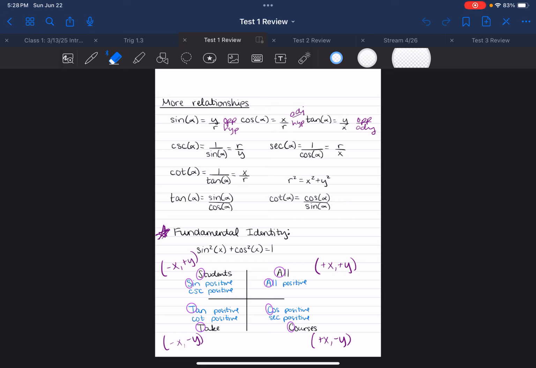I also wrote on here the "All Students Take Courses" thing, and that's to remember which ones are positive and which ones are negative in which quadrants. Now it's all based off of which ones have X. Oop, I didn't mean to erase there. It's all based on which ones have positive X and negative X, which ones have positive Y and negative Y. And you can always come back up here to these relationships to figure that out. I didn't mean to erase that. I was just trying to write a line.